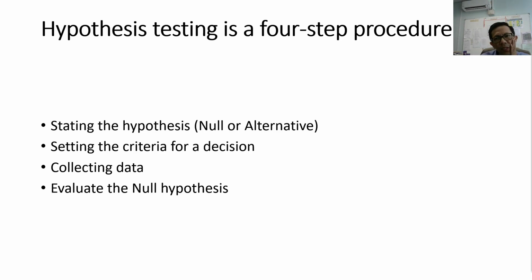You can use this four-step procedure for hypothesis testing. Number one, you start off with the hypothesis, null or alternative hypothesis. Then you set the criteria for the decision to reject or not to reject the null hypothesis. Then you collect your data, and then you evaluate the null hypothesis by doing the statistical analysis.